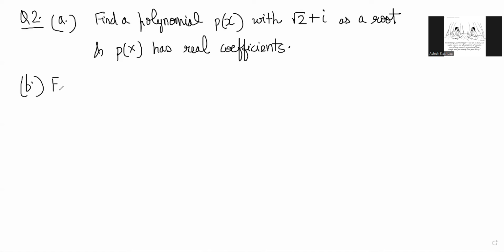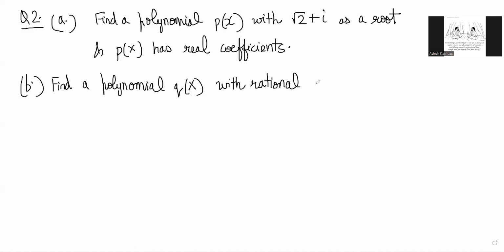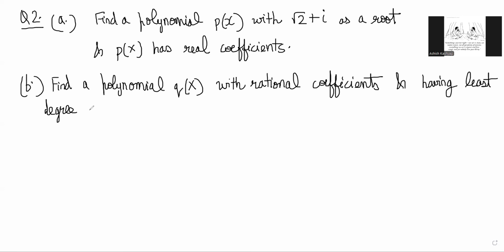Part B is, find a polynomial Q of X with rational coefficients and having least degree such that root 2 plus I is a root.